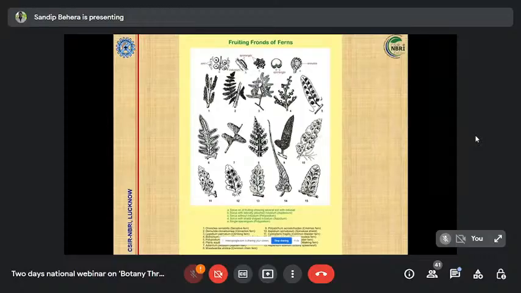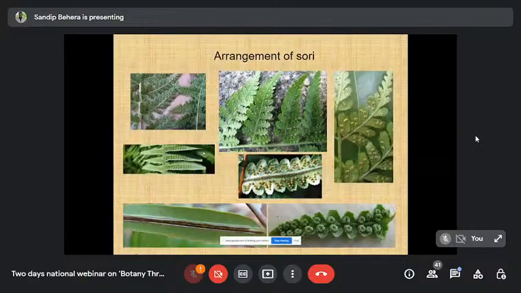In Adiantum you will find at the margin, it just forms a cup-like structure. Inside that cup you will find the sori in Adiantum. Likewise in Pteris you will find sori near the margin. In all Pteridaceae you will find sori near the margin. So these are some of the arrangements of the sori I have shown.